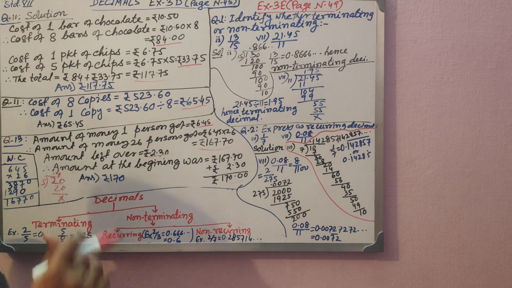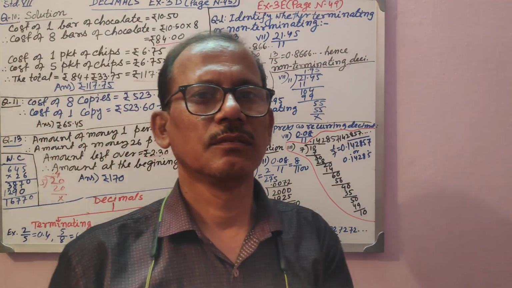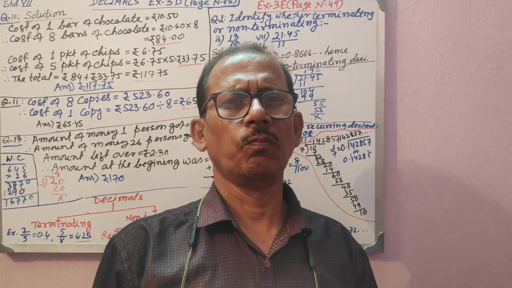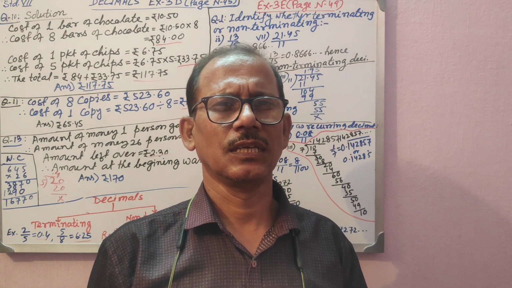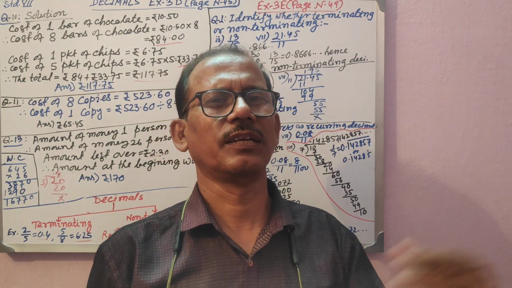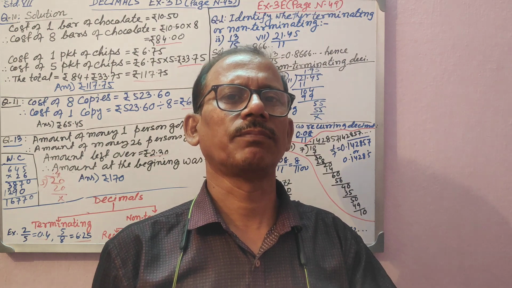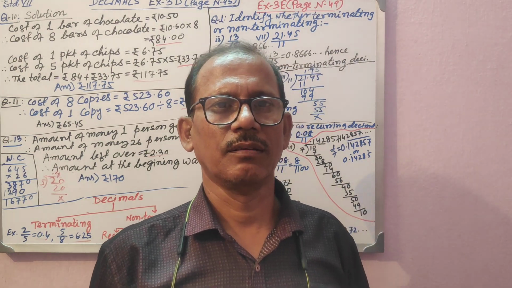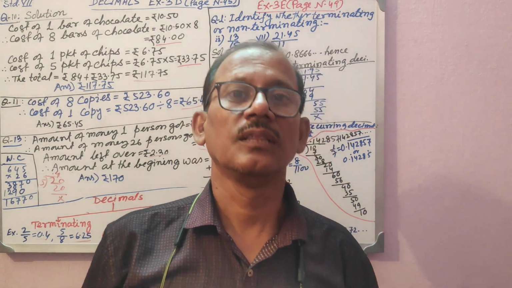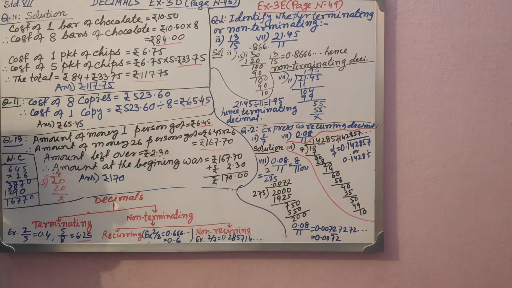And the other one is where in the quotient there is no pattern of digits. Haphazardly some digits are coming on division in the quotient column. They are called non-terminating, non-recurring decimals. Could you understand? Both are non-terminating. Recurring and non-recurring, both are non-terminating.